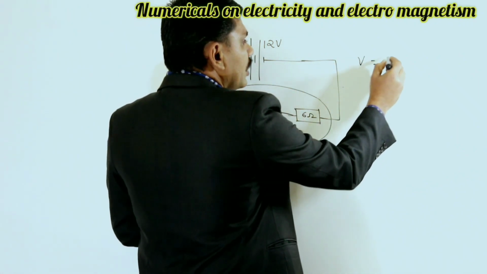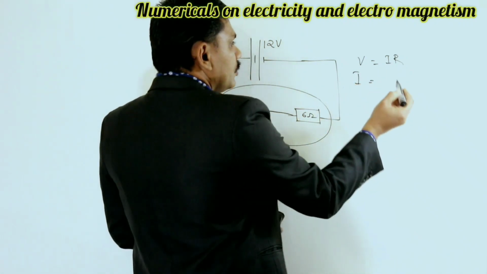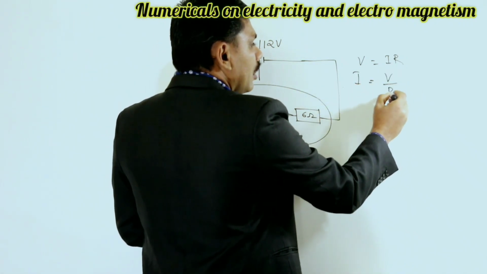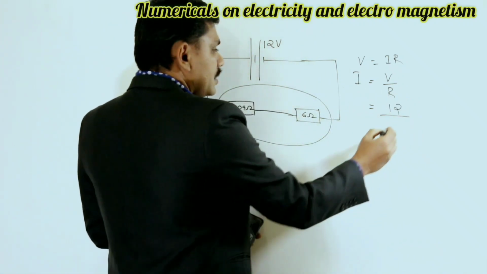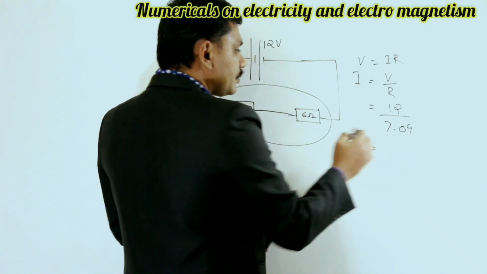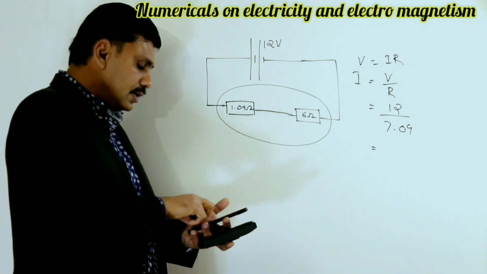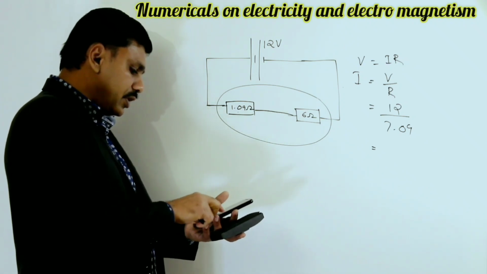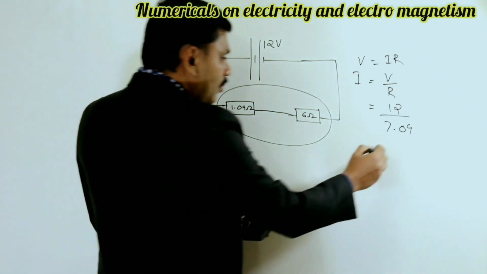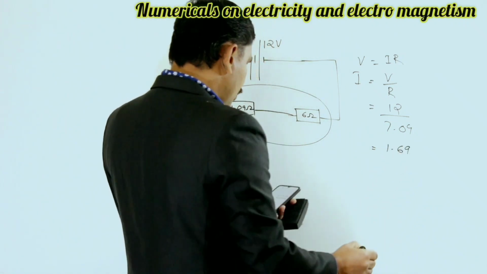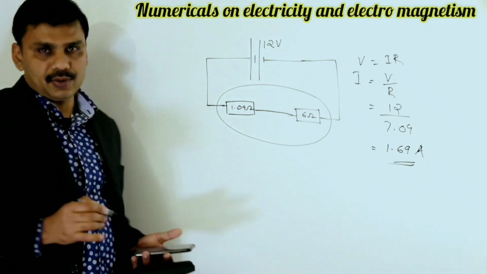We have the equation V equal to IR. So I equal to V divided by R. V is 12 divided by 7.09. It is 1.69 ampere. This is the total current in the circuit.